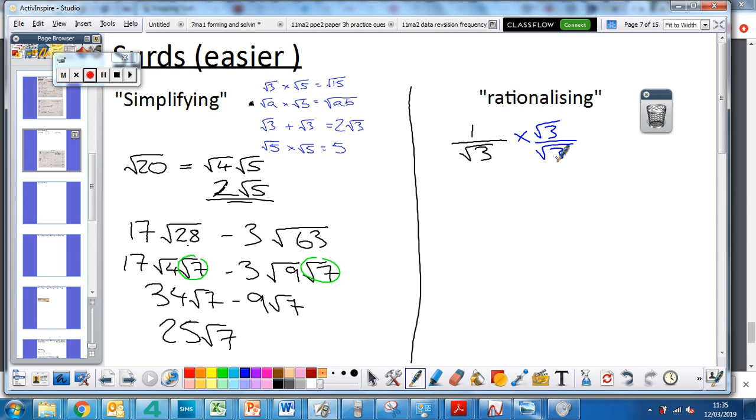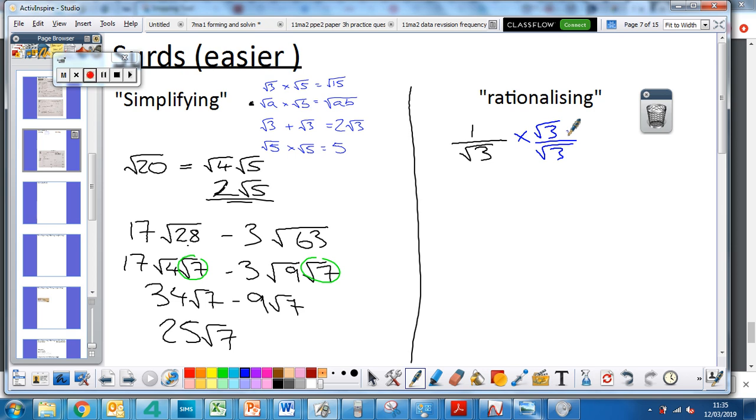Remember, if you do that, root 3 over root 3, that's the same as 1 whole, isn't it? You're multiplying 1 over root 3 by a fraction that's equivalent to 1 whole. So it's not changing. It's like taking 1/3 and multiplying the top by 2 and the bottom by 2 to get 2/6. It's like an equivalent fraction. It looks different, but it's the same size. So it's absolutely fine to do this.